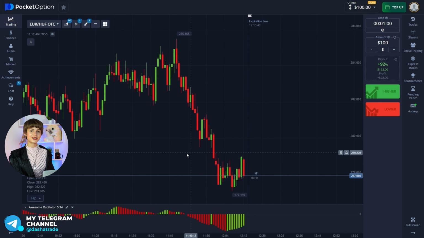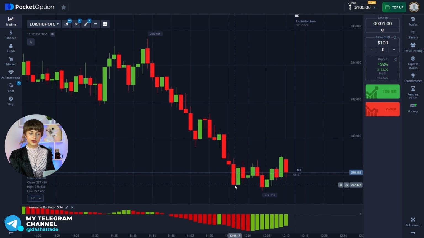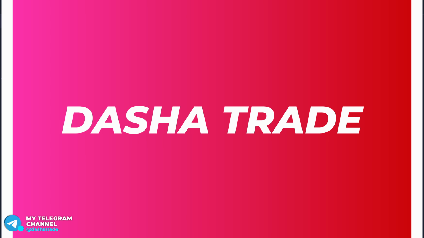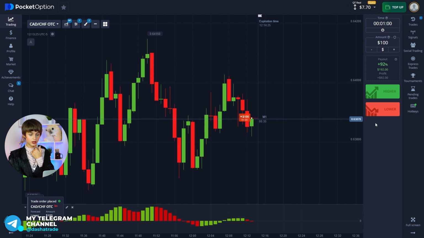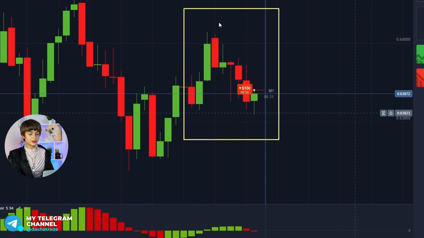Now let's move to trading. While trading, I'll be sharing some advice to increase the win rate of your deals. Let's go! Guys, I open a deal for 1 minute with lower. In this case, first of all, we see the downtrend proceeding. Besides that, on the indicator, I see an intersection happening with red columns heading lower.